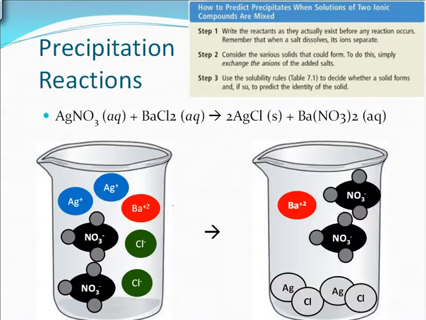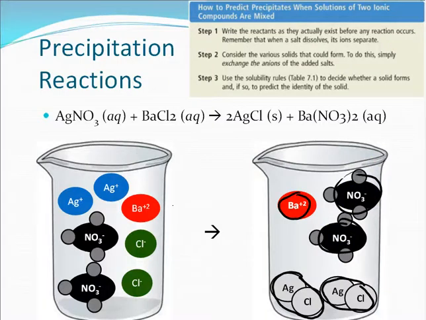So here's another way to represent that, where you have the AgCl together at the bottom, and then the Ba and the NO3 still have their charges as ions. You don't have to draw that picture every time, but I think it helps visualize what we're doing and why.